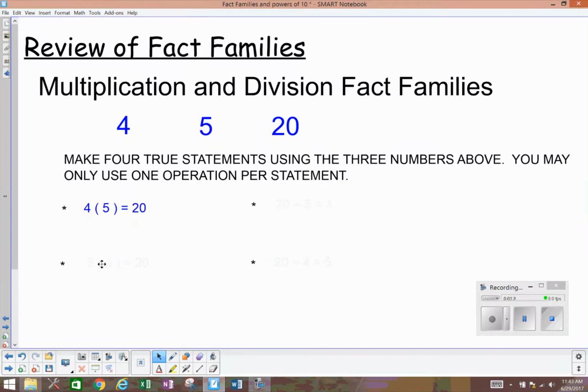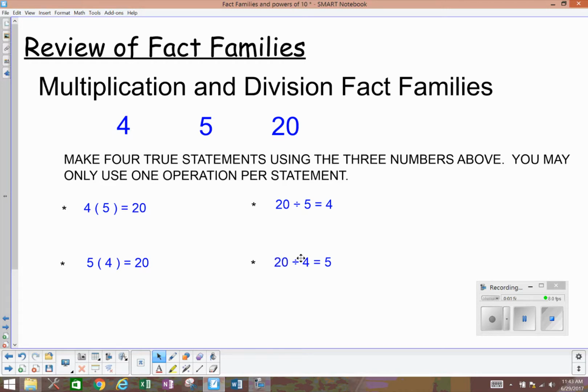Or I could say 5 times 4 is equal to 20. In both of those, we are using one operation, which is multiplication, the equal sign, and the three numbers to come up with true statements. Well, there are other statements we could make using either multiplication or division and an equal sign. We could say 20 divided by 5 is equal to 4. Or we could say 20 divided by 4 is equal to 5.